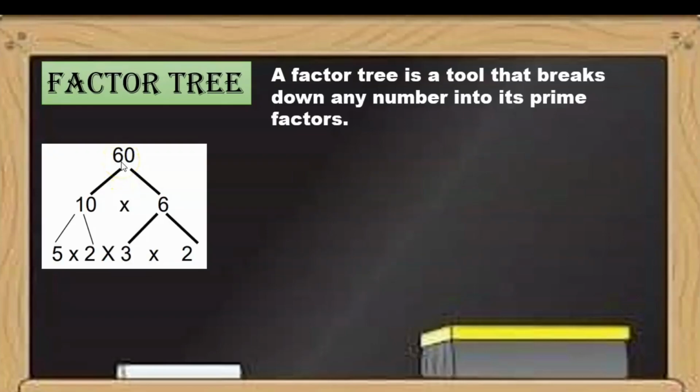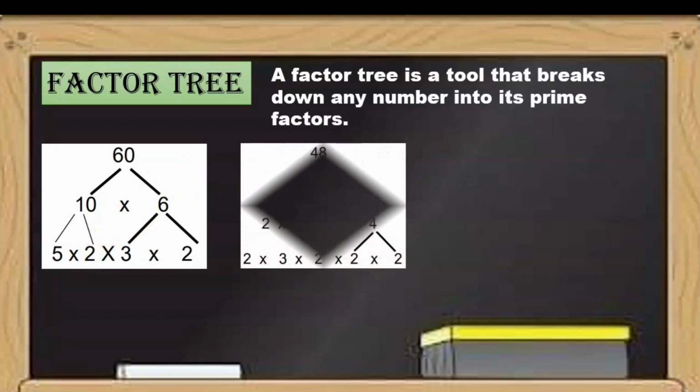Unahin natin ang 60. Ano yung mga factors ng 60? We have here 10 times 6 is 60. And then yung 10, pwede pa siyang i-factor. Pwede pa natin kunin yung factor nito. We have 5 times 2. Ganon din yung 6. Ang factors ng 6, 3 and 2.